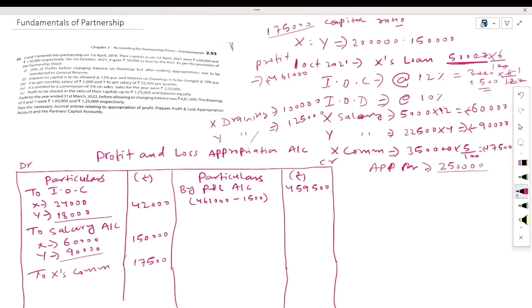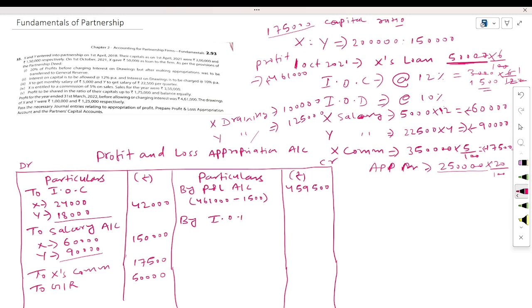2,50,000. It means 20% of this will be transferred to the general reserve. How much amount will we have to transfer into the general reserve? 50,000. So first you transfer to general reserve 50,000. This will be the amount of reserve. Now we will charge the interest on drawing. So interest on drawing will be credited here.